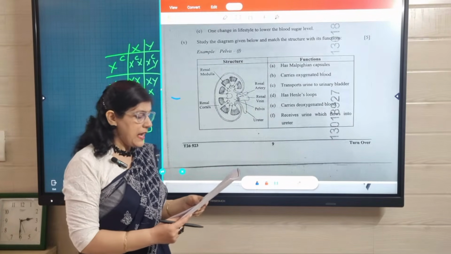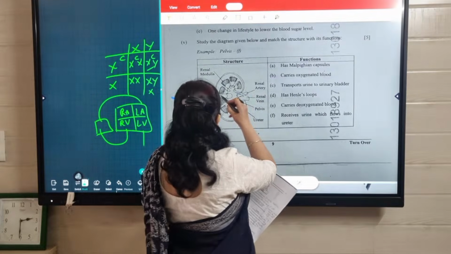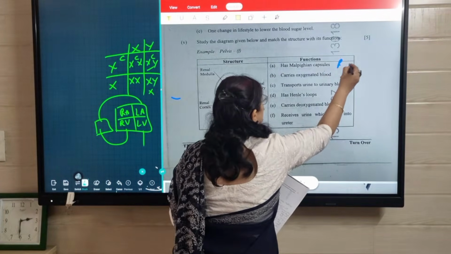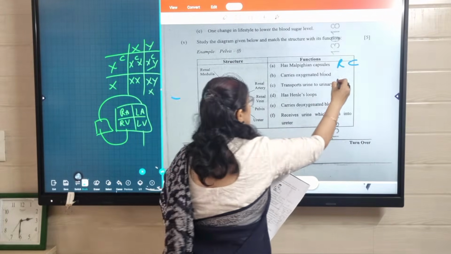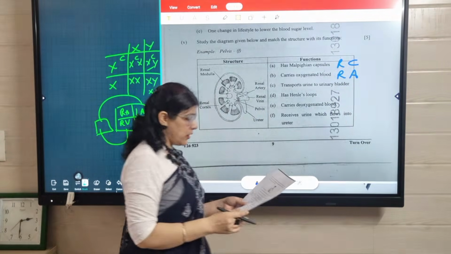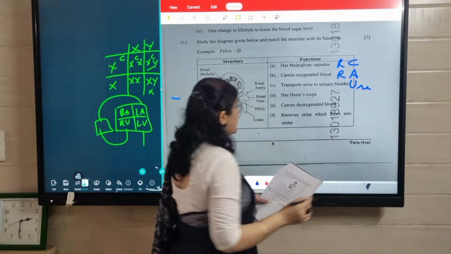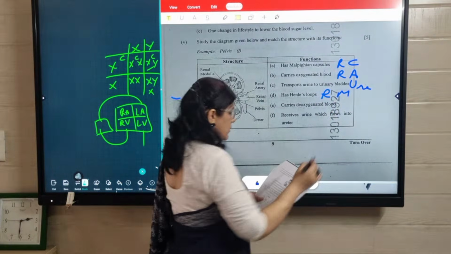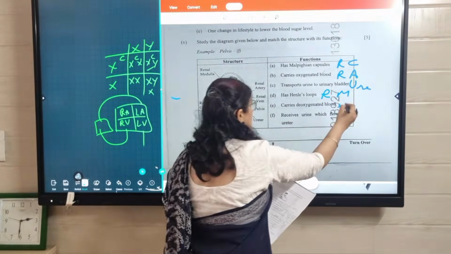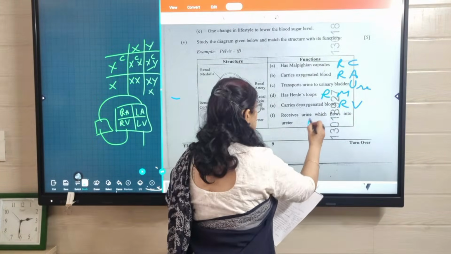बताना है किसका है. हैज मेल्फिगिन कैप्सूल, दिस इज रिलेटेड विद रीनल कॉर्टेक्स के साथ है, तो दिस इज रीनल कॉर्टेक्स. नेक्स्ट इज कैरीज ऑक्सीजनेटेड ब्लड, दिस इज रीनल आर्टरी. ट्रांसपोर्ट यूरिन टू यूरिनरी ब्लैडर, दिस इज यूरेटर. हैज हेनलेज लूप, आपके पास आ गया रीनल मेडुला. Carries deoxygenated blood, this is renal vein. Receives urine which flows into ureter, it means pelvis.